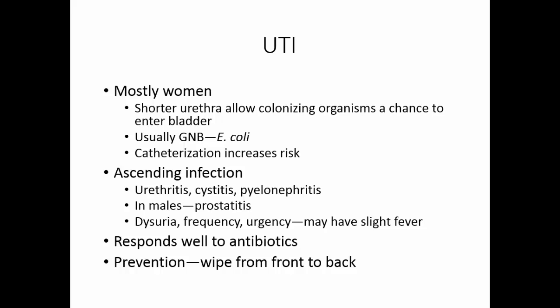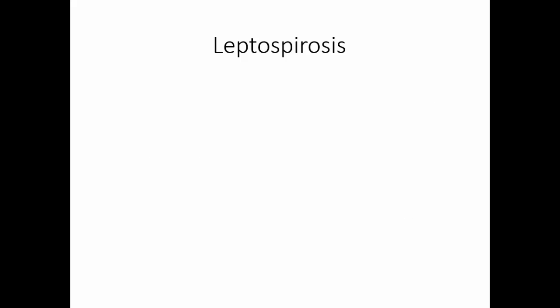Urinary tract infections tend to respond well to antibiotics. Prevention in females is to wipe from front to back so that you don't drag gram-negative organisms up toward the urethra. Also, after sex, you should try to urinate. This is particularly for the females because that helps flush organisms out of the area.